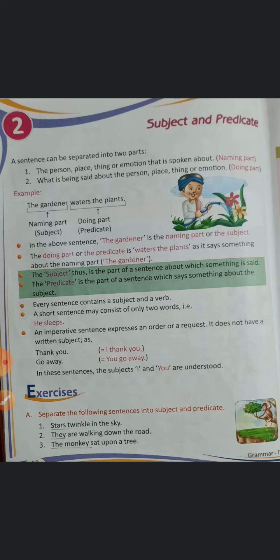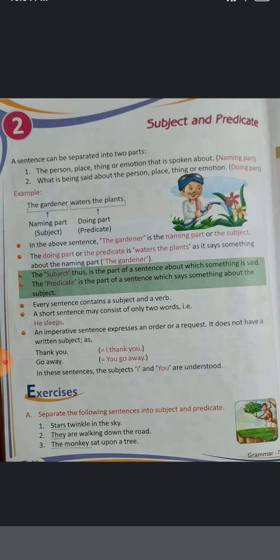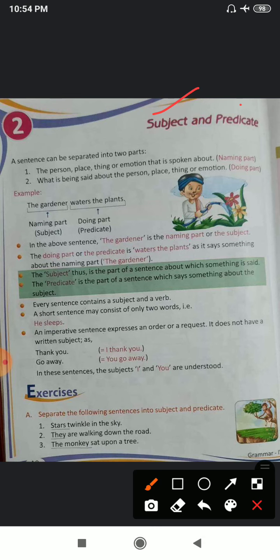In lesson number 1, we studied the sentence. Students, what is a sentence? A sentence is a group of words which makes complete sense, and it always starts with a capital letter and ends with a full stop, right? Now a sentence is divided into two parts, subject and predicate, which we are going to learn today in this chapter.